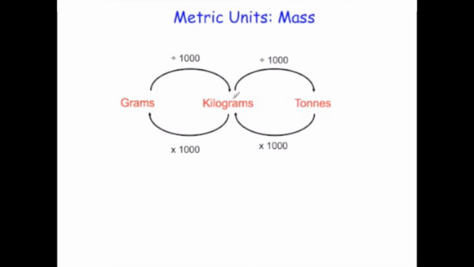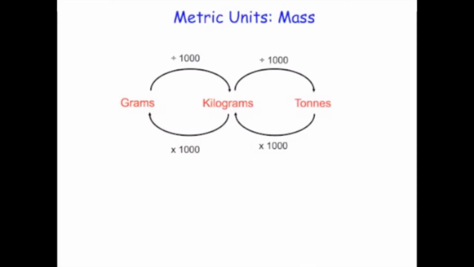To convert between kilograms and tons, you also divide by 1,000. So, for instance, 1,000 kilograms is 1 ton. To convert between tons and kilograms, you times by 1,000. So 3 tons would be 3,000 kilograms. And to convert between kilograms and grams, you times by 1,000. So for instance, 4 kilograms would be 4,000 grams.